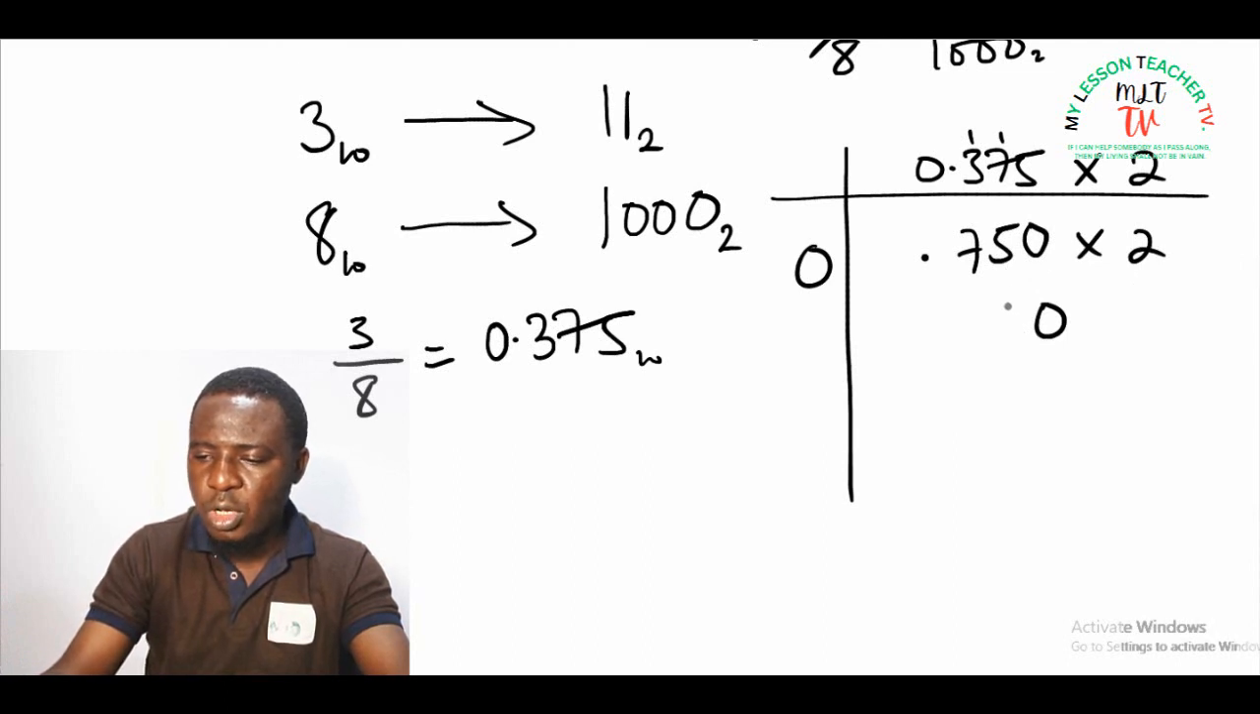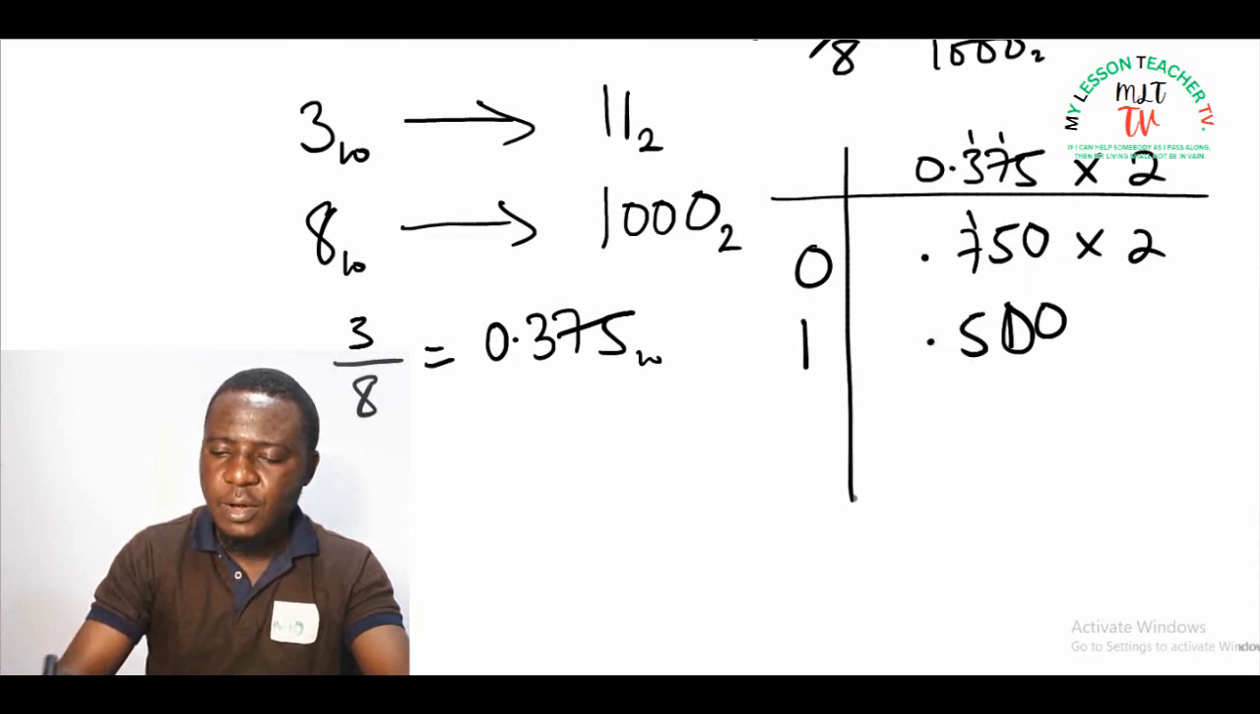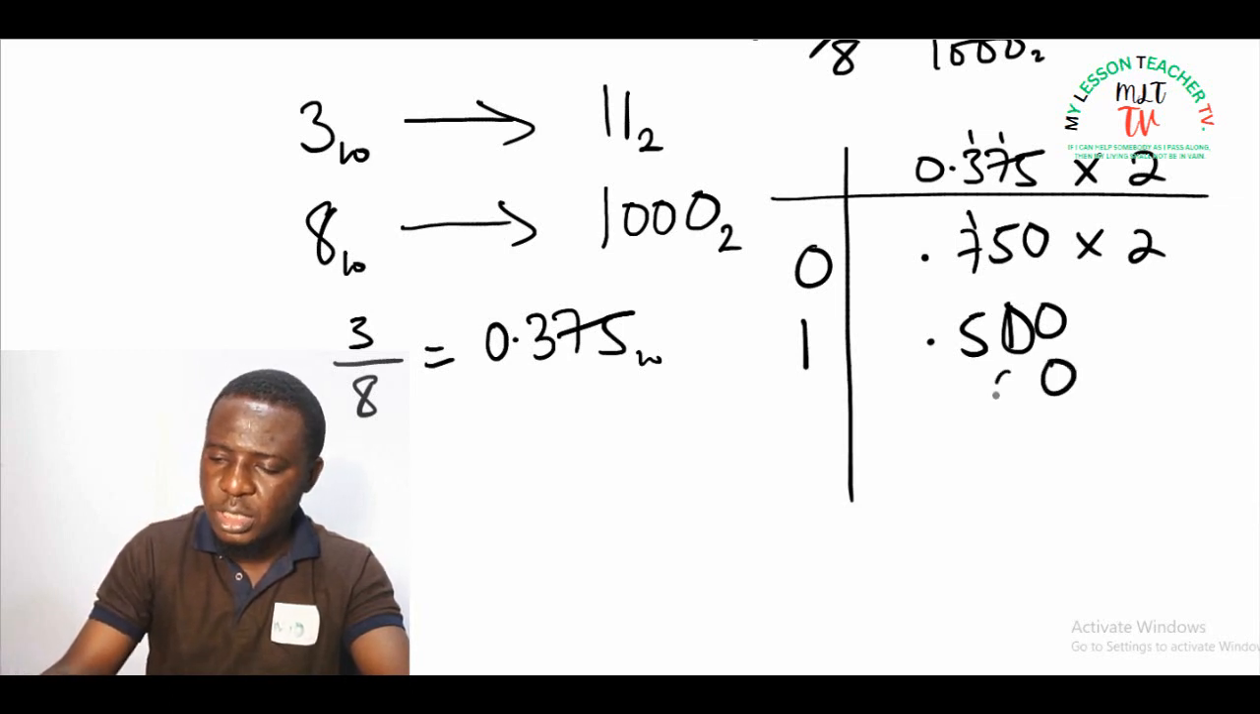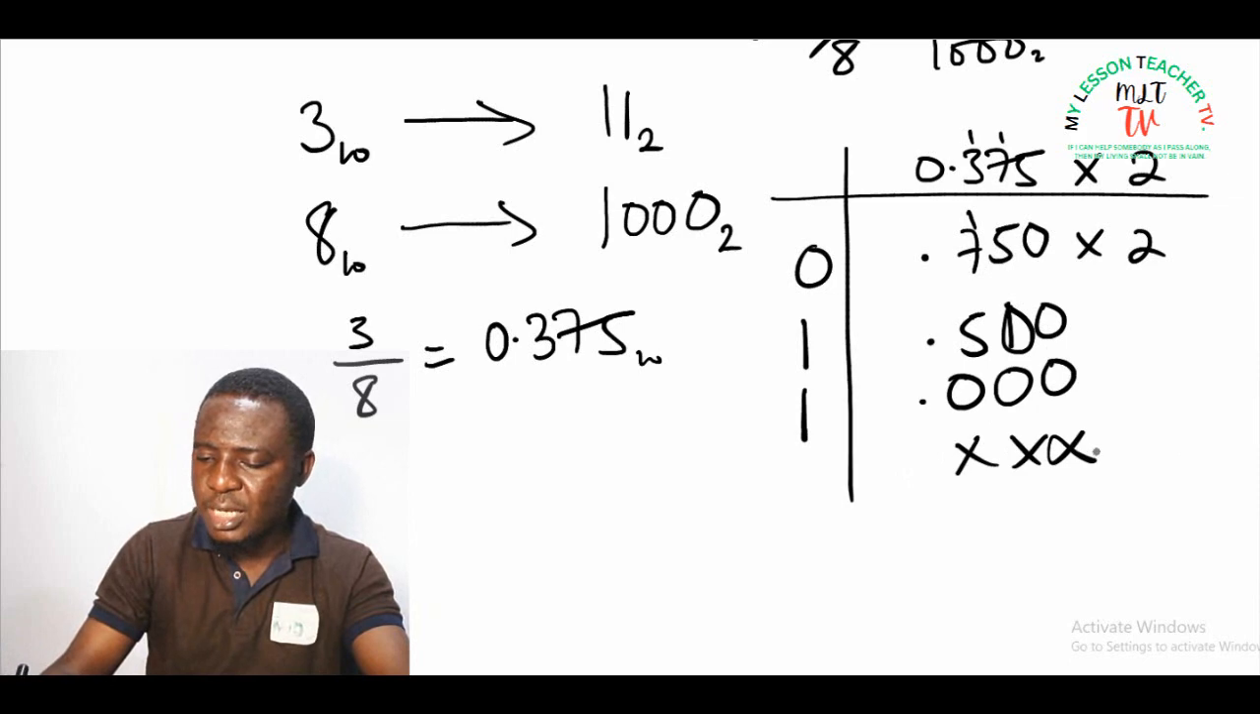This becomes 0. This is 2 times 5 is 10. Carry 1. 2 times 7 is 14 plus 1, 15. Carry 1. Okay, so the 1 moves to the other side of the equation. This is 0. 2 times 5 is 10. 0 and carry 1, and our answer gets to 0. So we end at this point.